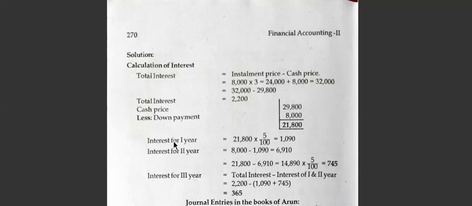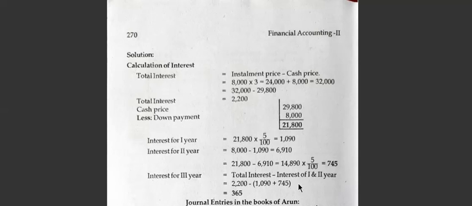2,200. Now what is the cash price, 29,800 less down payment 8,000, so what is the remaining balance? 21,800. So what is the interest for the first year? 21,800 into 5%, it is 1,090. Interest for the second year: 21,800 plus interest 1,090 minus 8,000 installment, it is 14,890. So 14,890 into 5%, you will get 745.